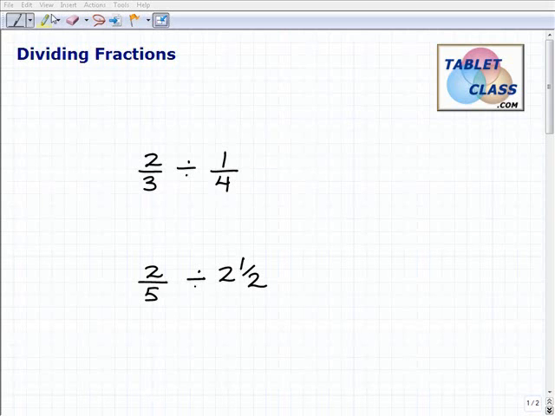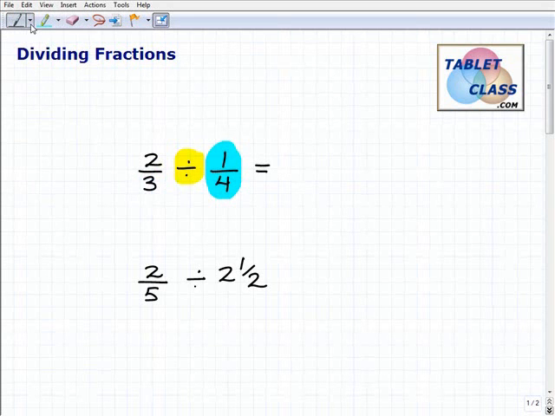Okay, so what we're going to do is take division problems with fractions and turn them into multiplication problems. How do we do that? It's real easy. When you're dividing one fraction by another, you're going to flip this fraction right here. You're going to flip it. In other words, I have 1 over 4. I'm going to turn this into 4 over 1, and then turn it into a multiplication problem.